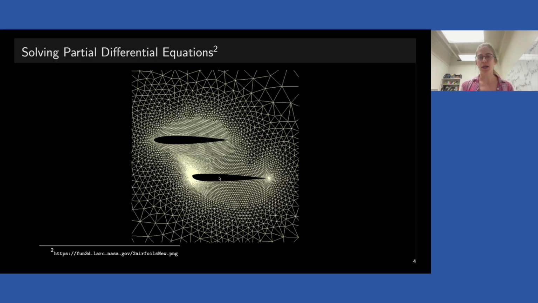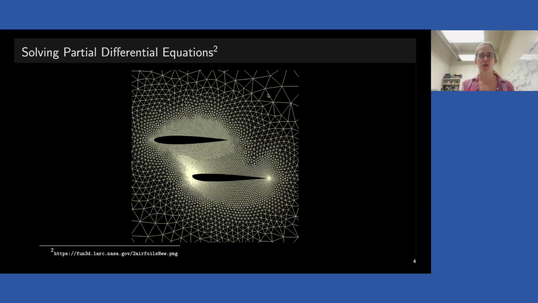That means we create a mesh with triangles or possibly other shapes, depending on what we prefer. And so you can see here, there's all these little triangles. And then what we do is we compute an approximation of the solution in each of these triangles. So possibly we try to find it at the vertices or in the middle of the triangle, and that depends on the numerical method we choose.